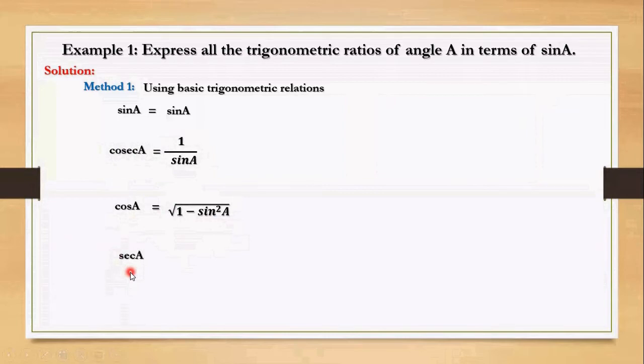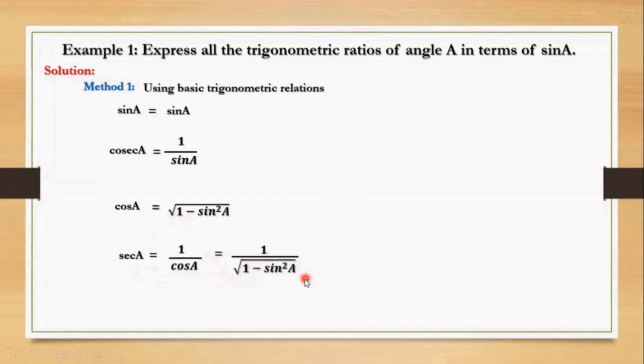Now for sec A, we don't have a direct expression in terms of sin A, but we know the formula sec A equals 1 by cos A. Now what we are going to do is copy the numerator as it is, and in the denominator we use the formula of cos A, that is root under 1 minus sin square A. Now sec A is expressed in terms of sin A, that is 1 by root under 1 minus sin square A.